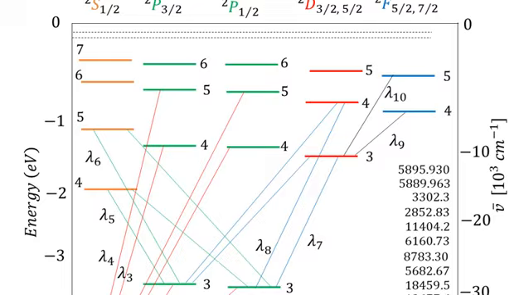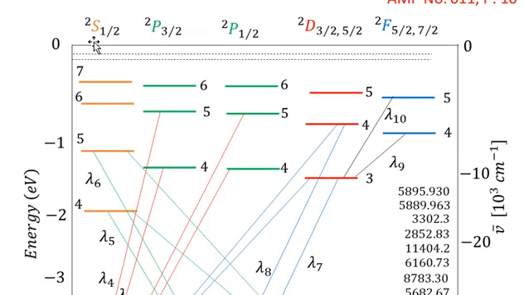So if you look at this one, the 2s1/2 and 2p3/2 and 2p1/2, then the 2d3/2 and 5/2 and 2f5/2 and 7/2. These are called the doublet terms. Doublet term means that each of these terms, due to the presence of the spin quantum number, will also split further into 2 terms.